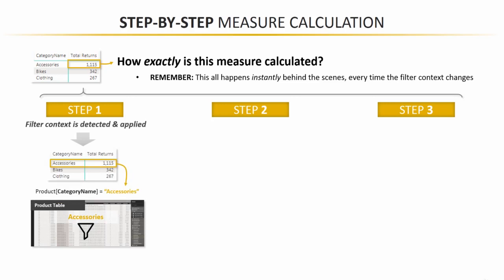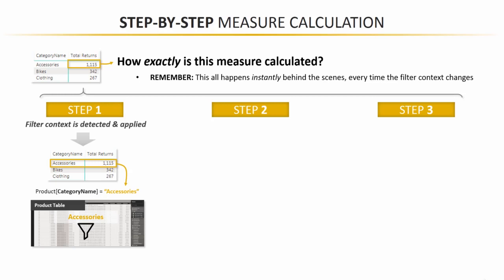So this is where Power BI looks at the filter context for that particular value and says, okay, I'm being asked to only care about rows where the category name in my product table equals accessories. As a result, that product table gets filtered down to the point where you're only left with accessories rows.